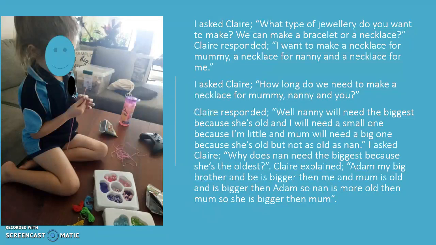I asked Claire, why does Nan need the biggest? Because she's the oldest? Claire explained, "Adam is my big brother, and he is bigger than me, and Mum is bigger than Adam, so Nan is more old than Mum, so she is bigger than Mum." I found this concept very interesting, and I thought that it would be very good to look more into this concept to further Claire's development.